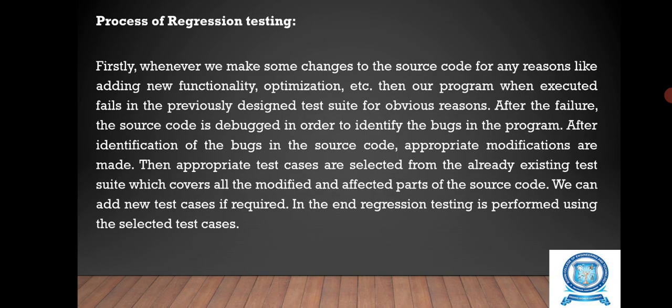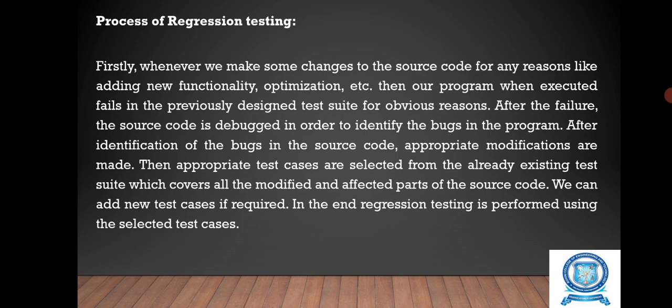The process of regression testing. First, whenever we make some changes to the source code for any reasons like adding new functionality, optimization, etc., then our program, when executed, fails in the previously designed test suite for obvious reasons. After the failure, the source code is debugged in order to identify the bugs in the program, and after the identification of the bugs in the source code, appropriate modifications are made.